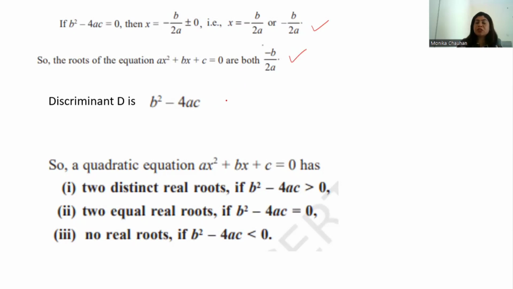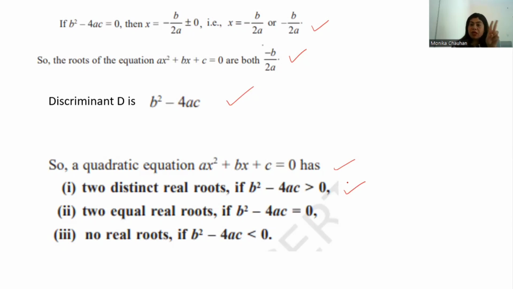So discriminant D is b square minus 4ac, which I already said. Now, if your quadratic equation is this, and you want to know if your roots are real or not, you have to calculate only this thing first: b square minus 4ac. If b square minus 4ac is greater than 0, that means you get two distinct real roots.